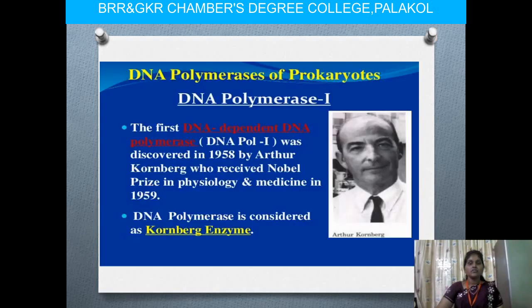Then next, we have to know in detail about polymerase 1. It is a DNA dependent DNA polymerase. It was first discovered by Arthur Kornberg in 1958.